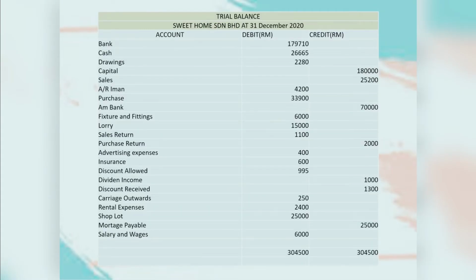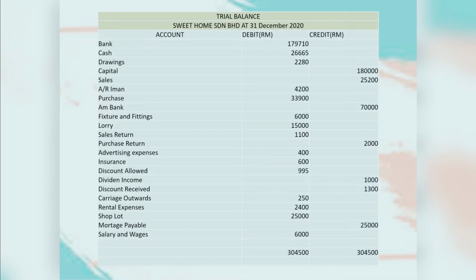This is the trial balance format. The first thing you have to write is the name of the business and the title, which is trial balance, and the date of it. And then you have to write the particulars column, debit and credit column. As you can see, this trial balance was made by Sweet Home Enterprise at 31st December 2020. You need to put all the amounts into the right column, either debit or credit, based on the ledger that you have made.